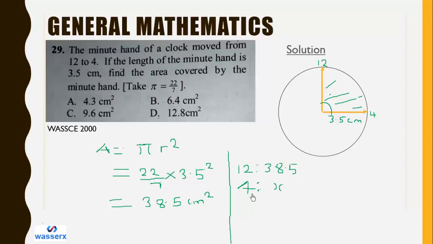Area of the sector must be less than the area of the circle. So if less, more divides. So area of the sector, which is x, is equal to 4 times 38.5 over 12, and this will give us 12.83. So the correct answer is D.